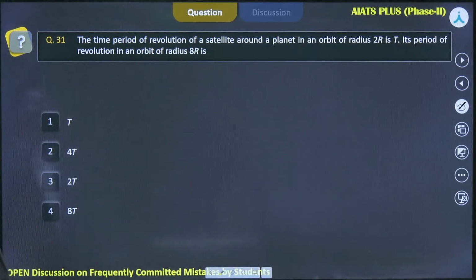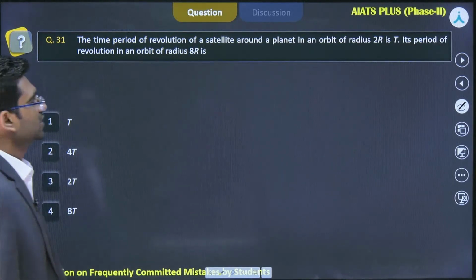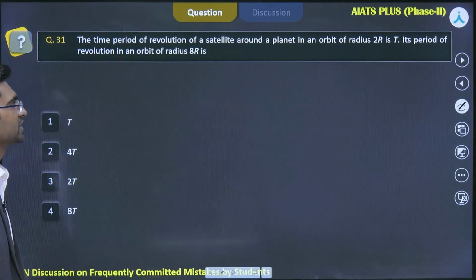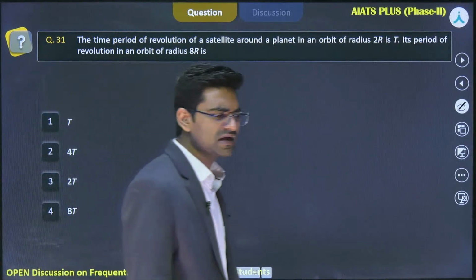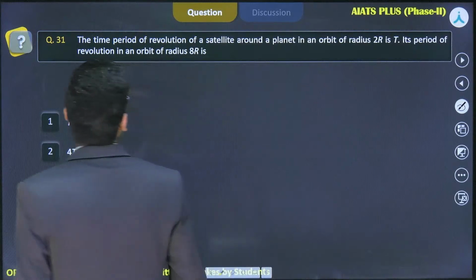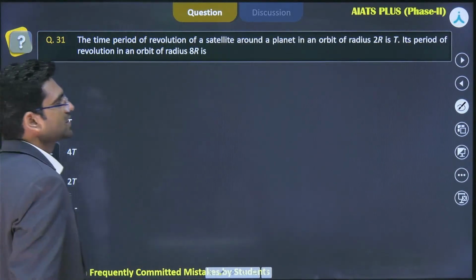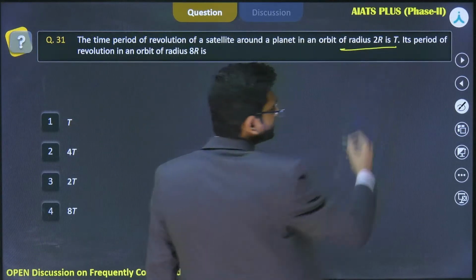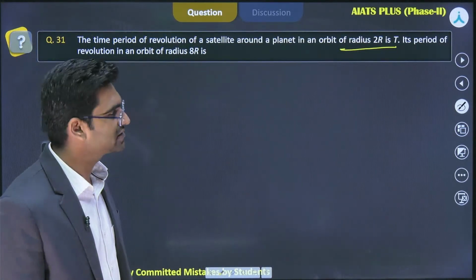The time period of revolution of a satellite around a planet in an orbit of radius 2r is t. Its period of revolution in an orbit of radius 8r is? Very easy question. You know the answer directly, right? This is the time period of revolution of a satellite around a planet in an orbit of radius 2r. It means if radius is given, the orbit is circular, right?